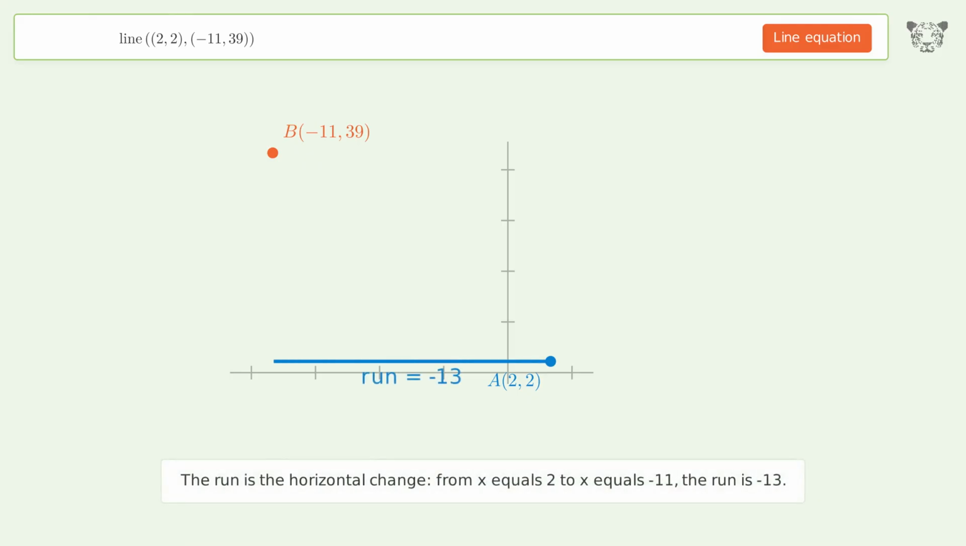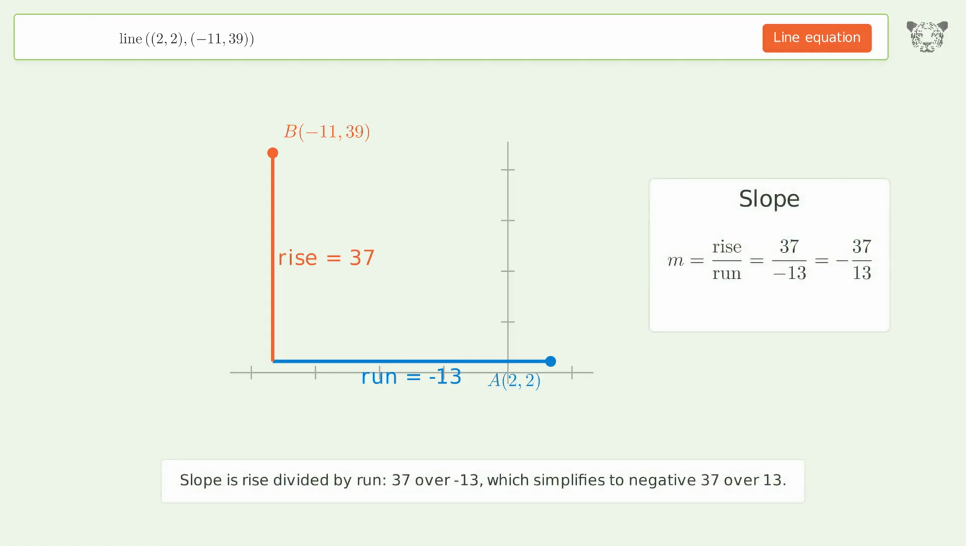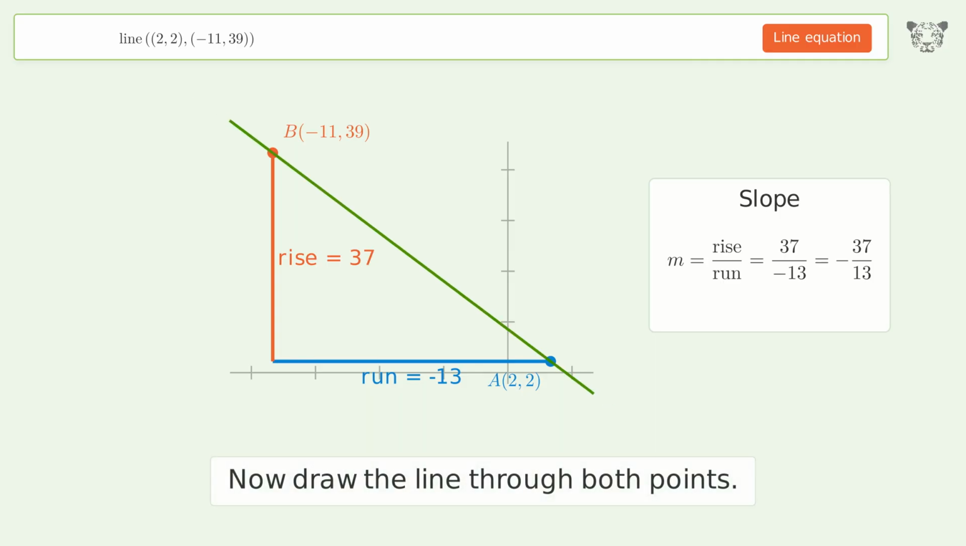The run is the horizontal change, from x equals 2 to x equals -11, the run is -13. The rise is the vertical change, from y equals 2 to y equals 39, the rise is 37. Slope is rise divided by run, 37 over -13, which simplifies to -37 over 13. Now draw the line through both points.